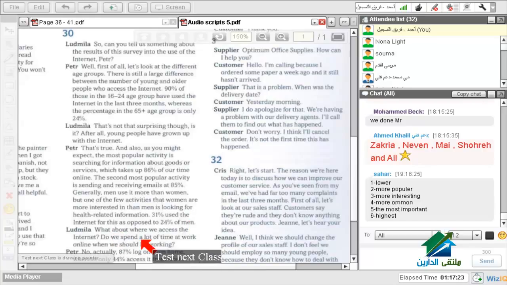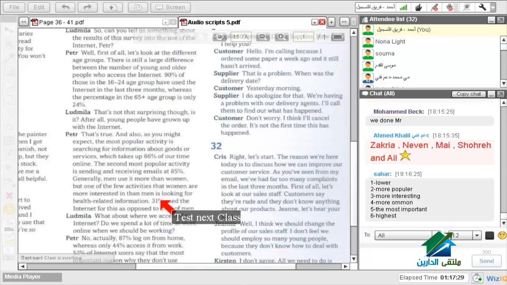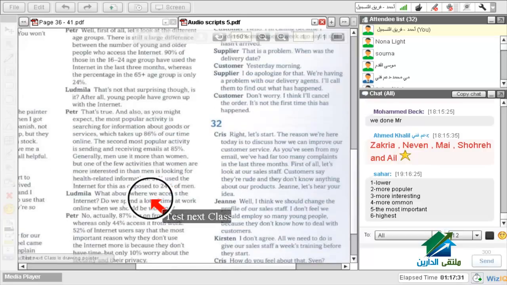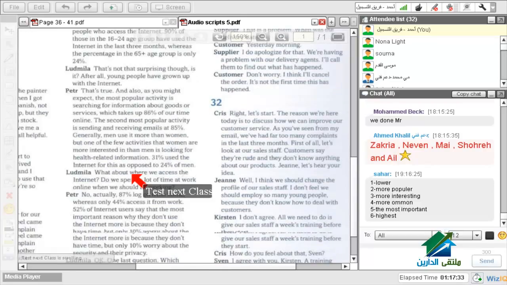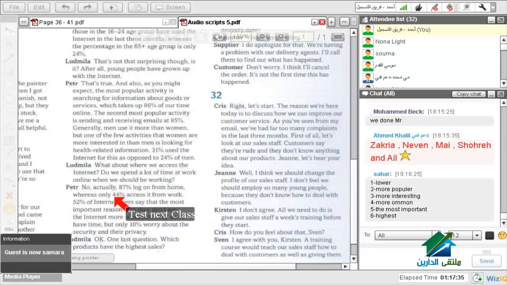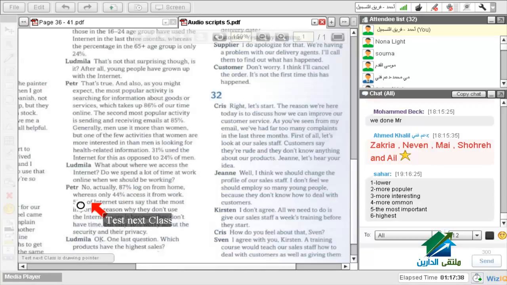What about where we access the internet? Do we spend a lot of time at work online when we should be working? No, actually 87% log on from home, whereas only 44% access it from work. 52% of internet users say that the most important reason why they don't use the internet more is because they don't have time. But only 10% worry about the security and their privacy.